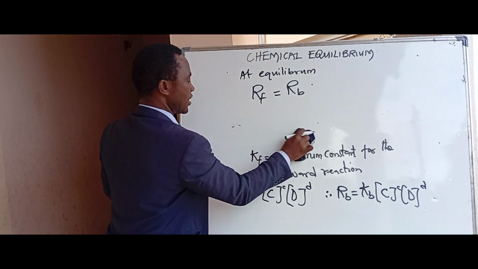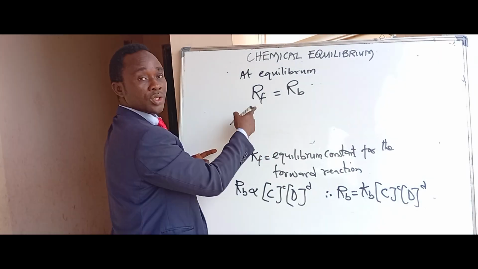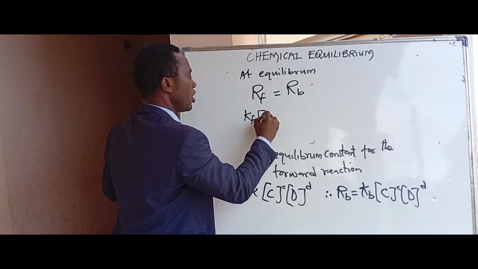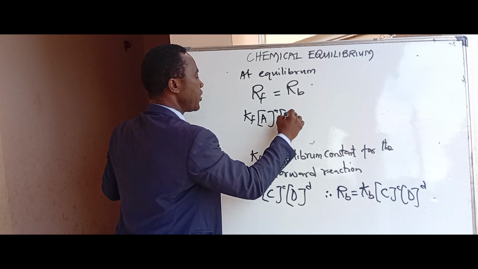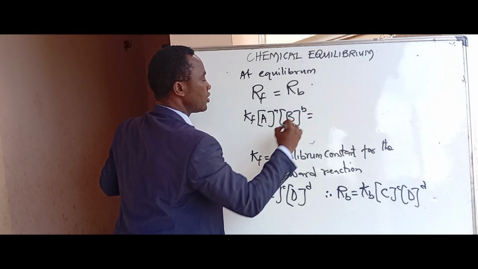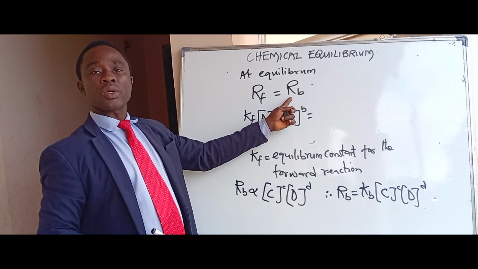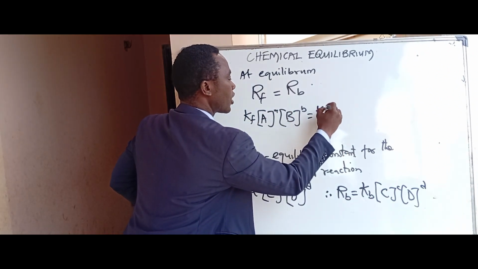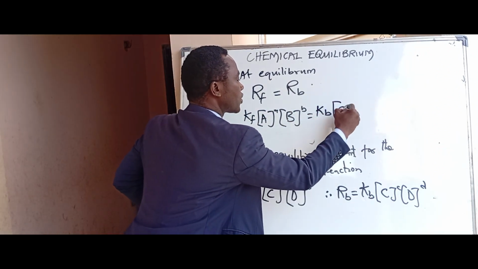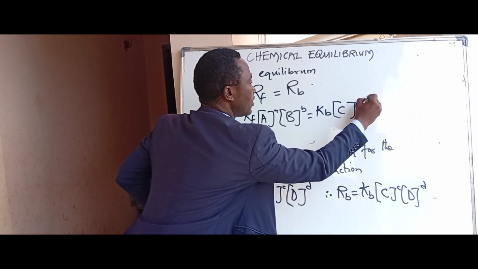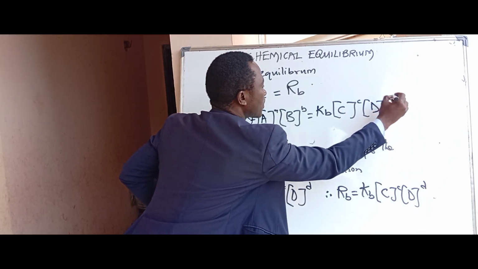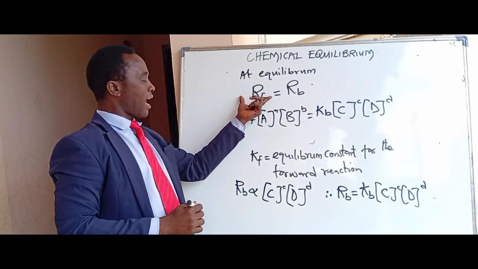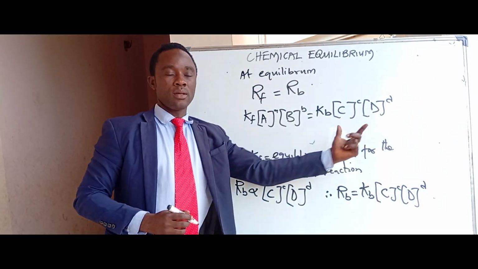So the rate for the forward reaction is Kf times [A] raised to power a, times [B] raised to power b, which equals the rate for the backward reaction. What is the rate for the backward reaction? That is Kb times [C] raised to power c, times [D] raised to power d. So Rf equals Rb, meaning that Rf is this and Rb is this.